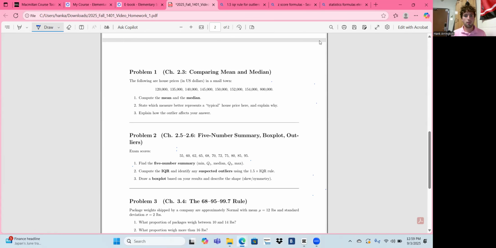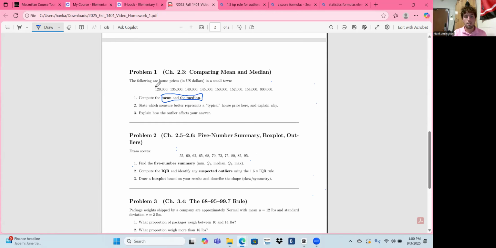Okay, so today we're going to go through a few statistics problems. In the first one, we're given the house prices in US dollars in a small town. So the first question asks us to find the mean and the median. So we'll start with the mean.